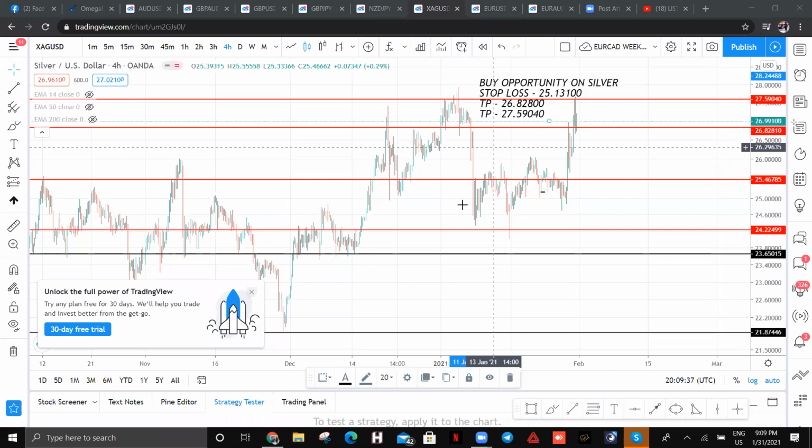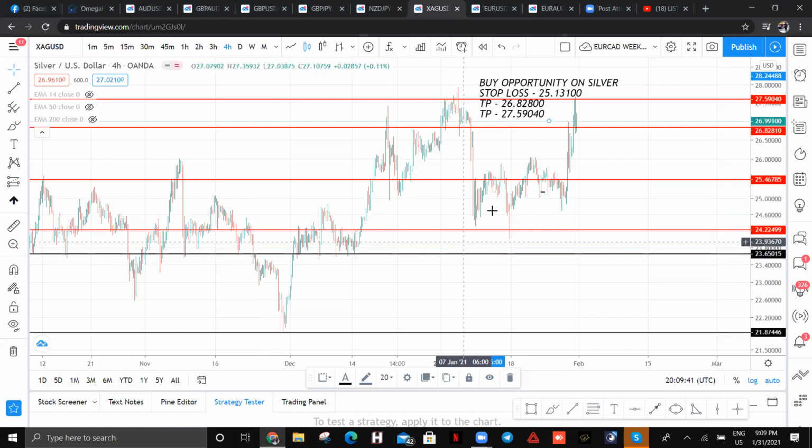Okay, beautiful. So last week we used the rectangle strategy to determine our entry on silver. And I told you, like what you have on the screen, the buy opportunity on silver, the stop loss, take profit 1 and take profit 2. We actually hit our take profit 1 and our take profit 2. That's for silver. This was take profit 1 and this was take profit 2.